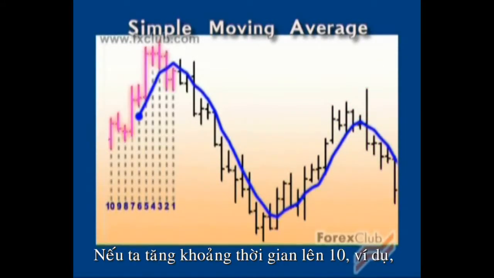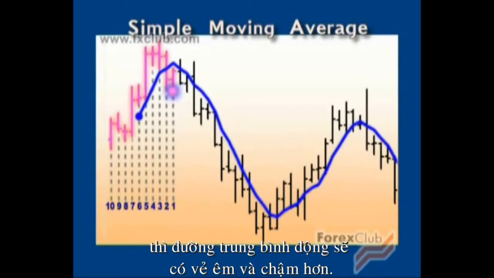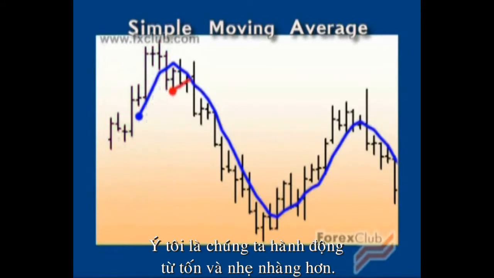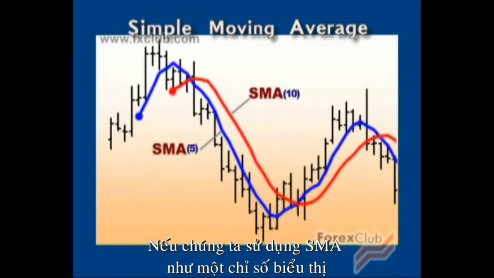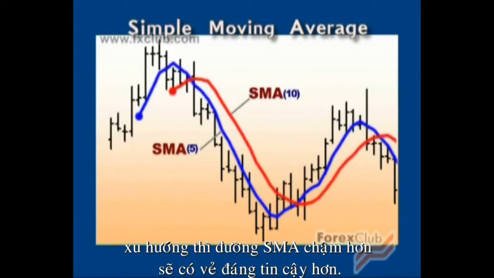If we increase the period to 10, for example, then the moving average will look smoother and slower. What I mean is that it will react more slowly and smoothly than the price chart. Compare it with a 5-period moving average. If you're using SMA as a trend indicator, then the slower SMA is sounder and more reliable.